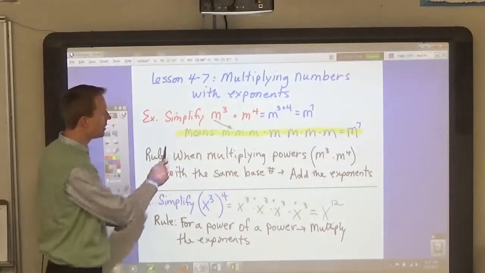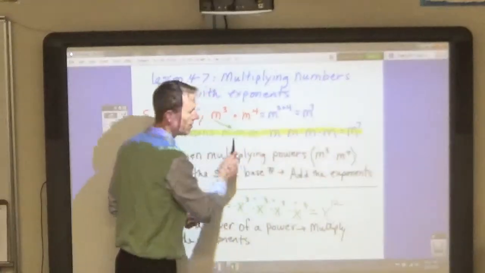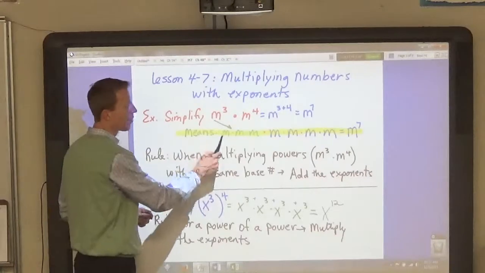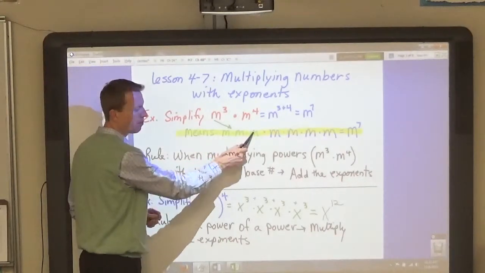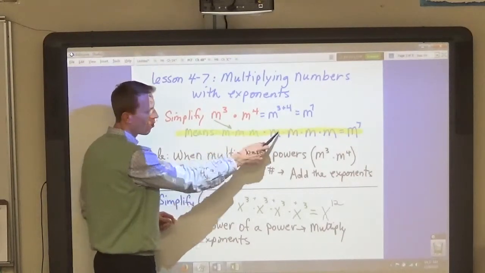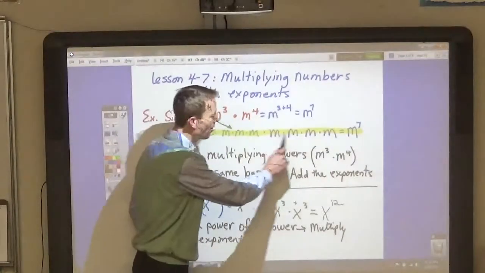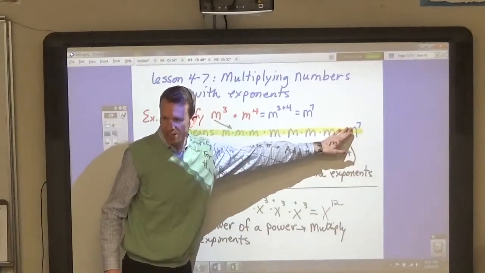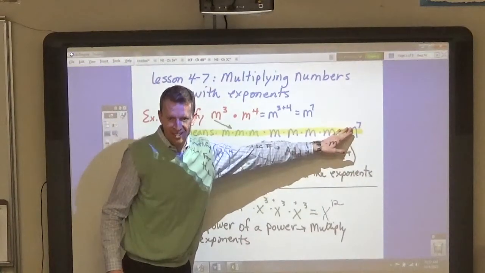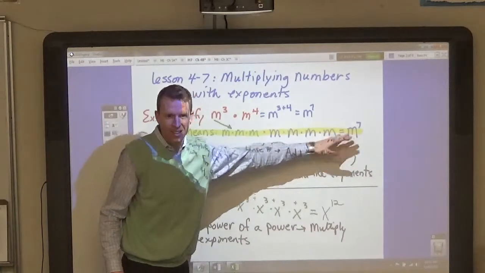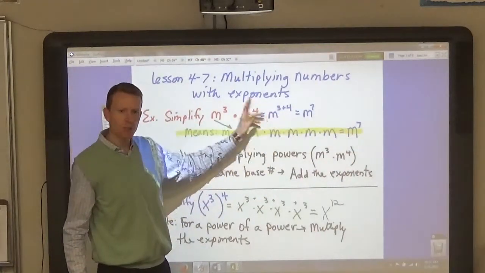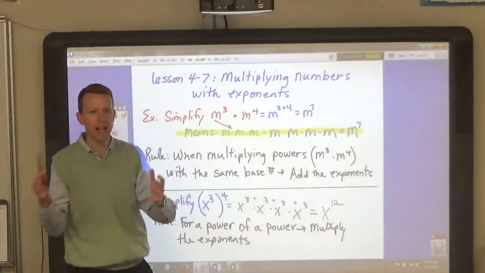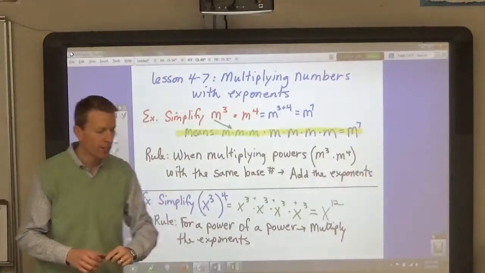It's just like counting up the number of bases. Look, m to the third power is just m times m times m. And m to the fourth power is m times m times m times m. And so if you add all these or just count them up, you get m to the seventh power, right? Doesn't that make sense? Yeah. So that's why you just add the exponents together. It just tells you how many m's total you're multiplying.